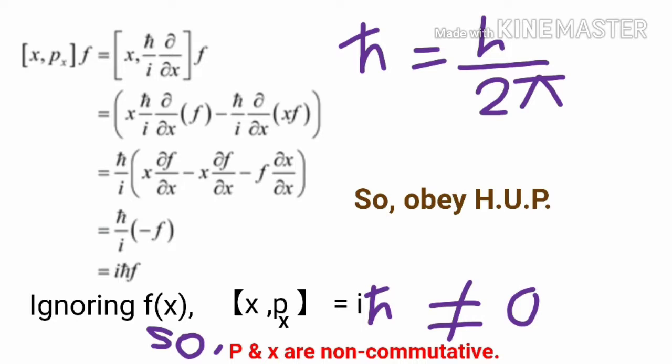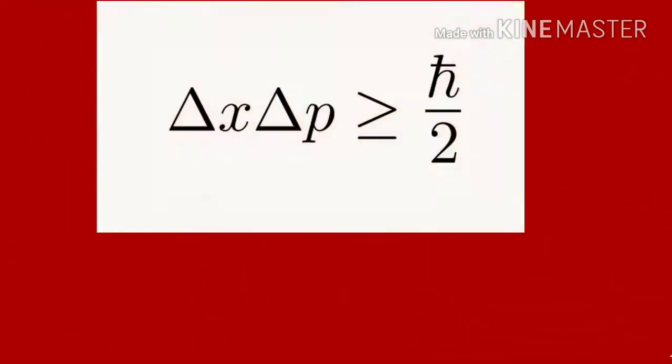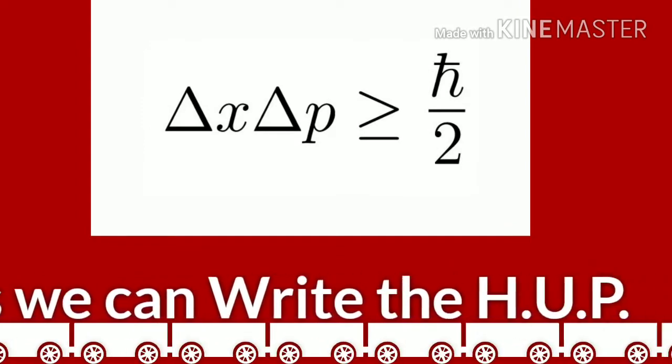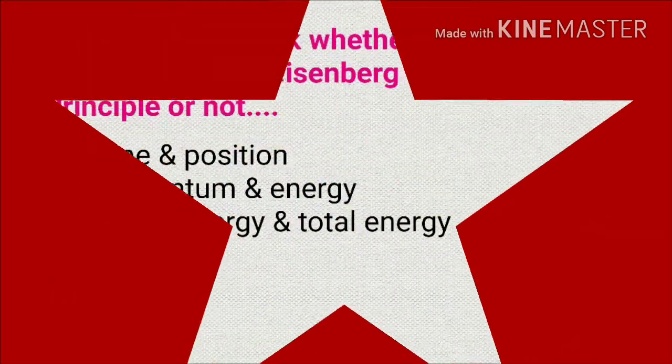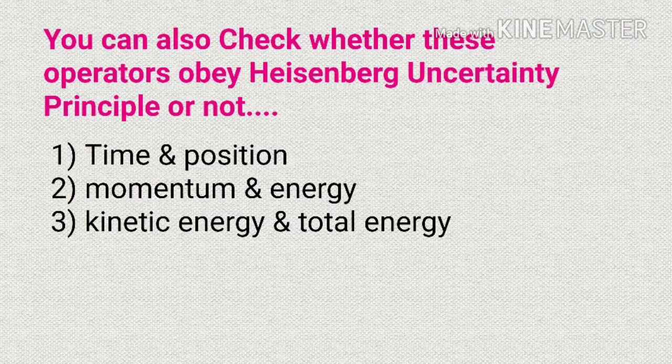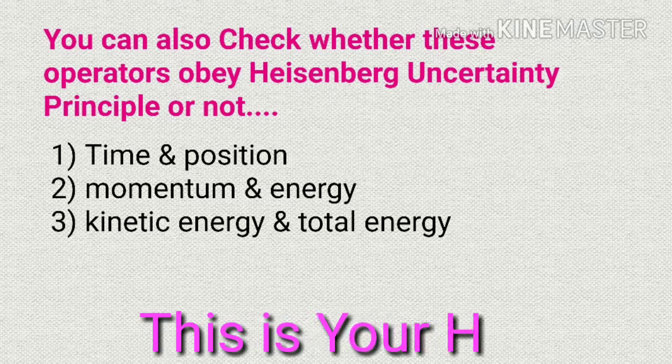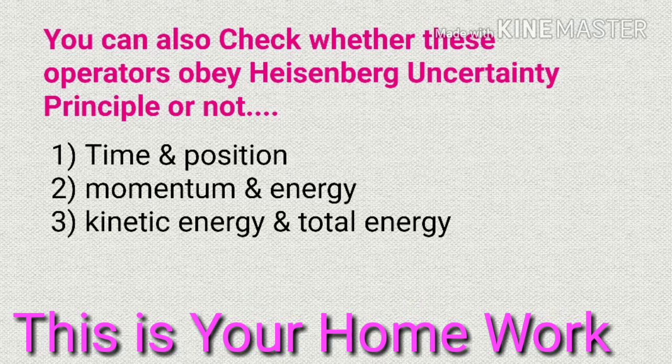That means we can say that px cap and x cap are non-commutative, and thus the Heisenberg uncertainty principle is satisfied by px cap and x cap. You can also check whether these pairs obey the Heisenberg uncertainty principle or not. First, time and position; second, momentum and energy; third, kinetic energy and total energy. So for these pairs, you can check whether each pair obeys the Heisenberg uncertainty principle or not. Let's keep them as your homework and let's carry on.